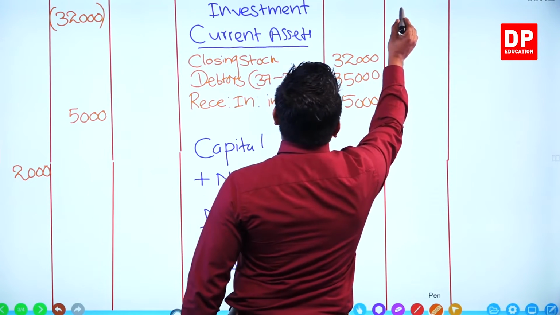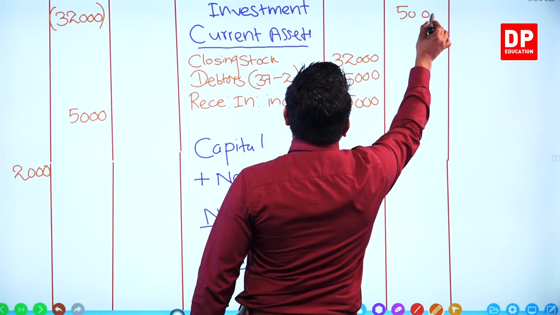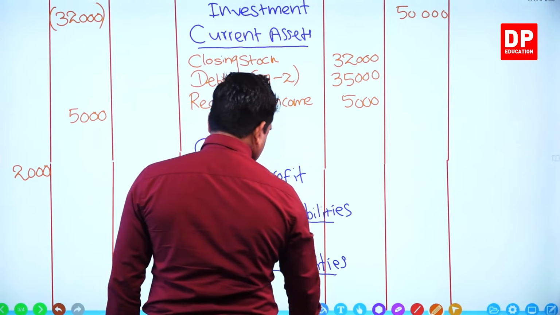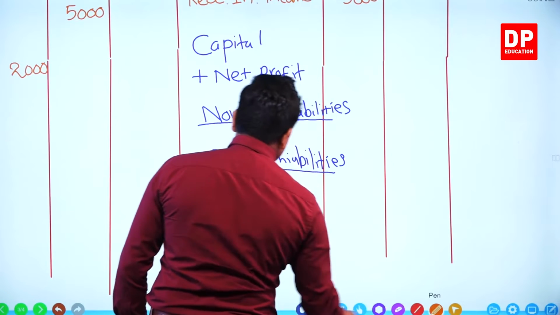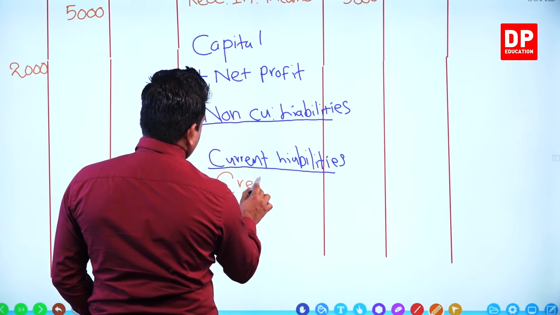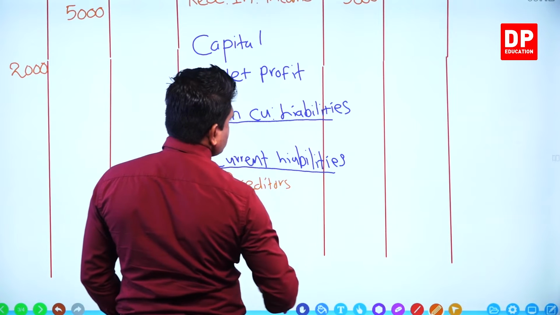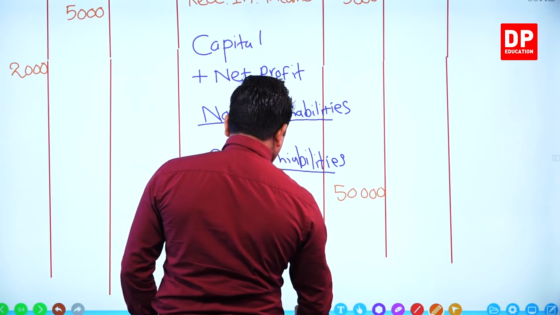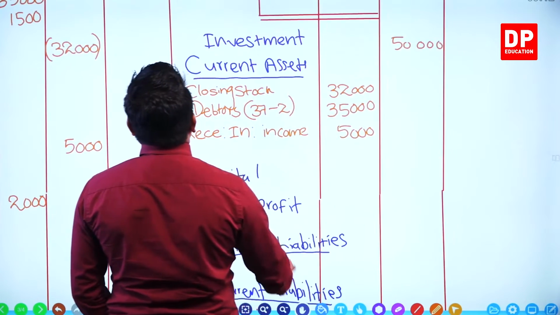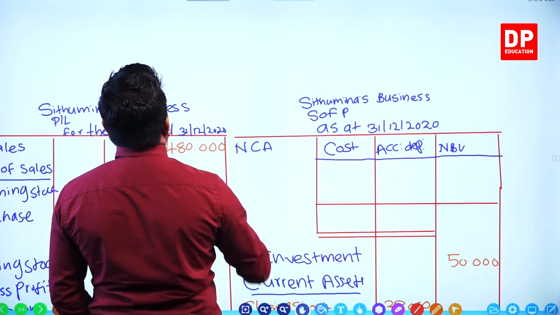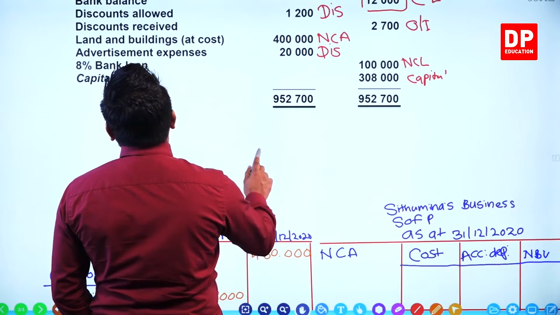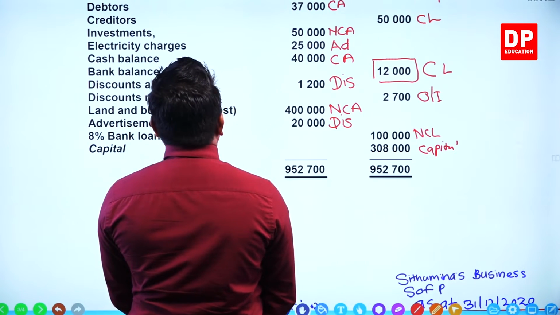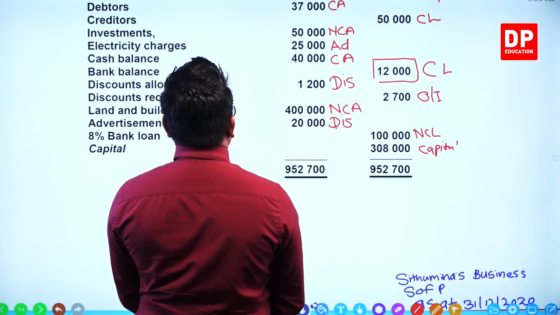Investment, you write in the corner, 50,000. Creditors how much? Under the current liability we can write creditors, the same value. How much? 50,000. Okay, next one. Investment we have taken. Electricity 25,000, cash balance 40,000.